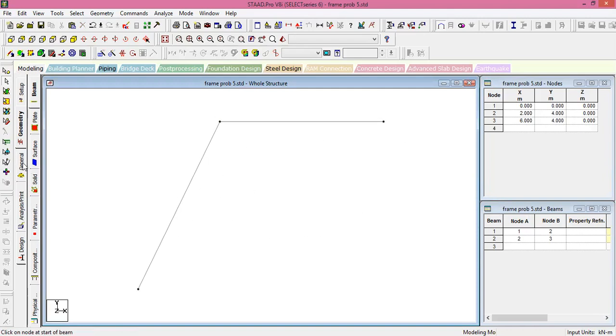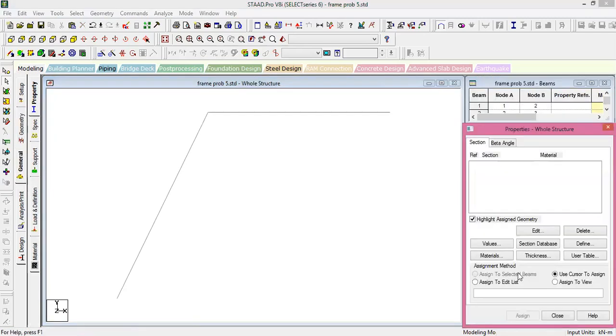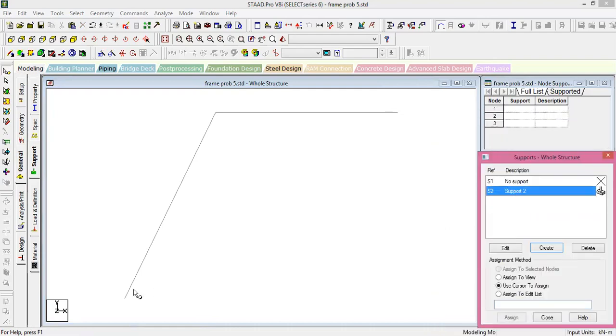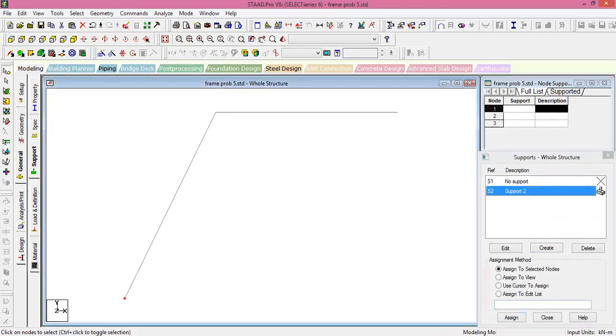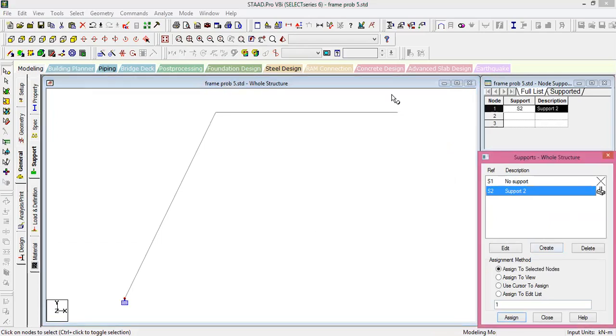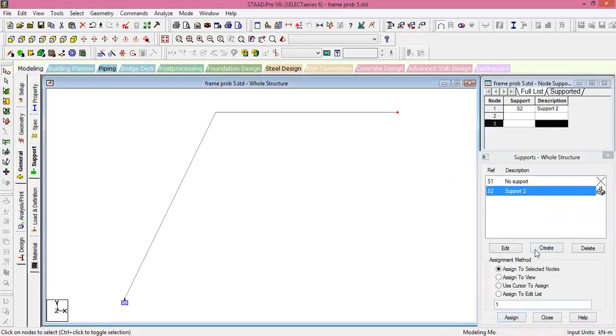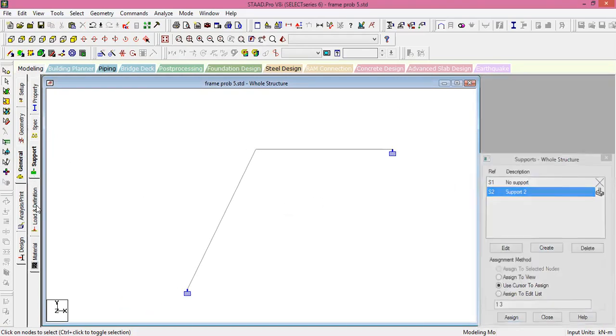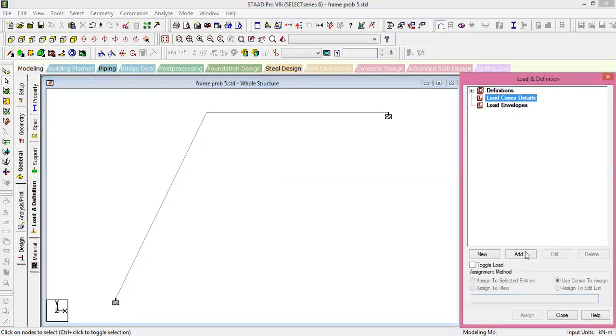Generation of beams. Then let us go to supports. Create the first one and the end support. Both are fixed. Therefore, add fixed, and you can do here. Assign to selected nodes, and assign to selected nodes here also. So we got the supports. Then let's move on to the loading part.